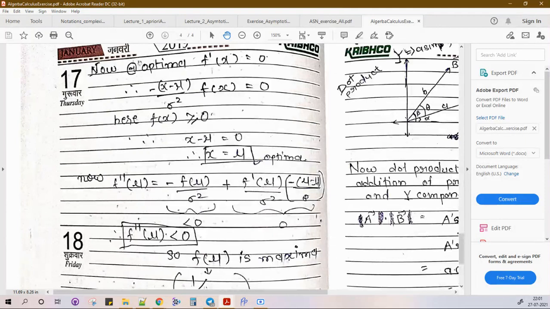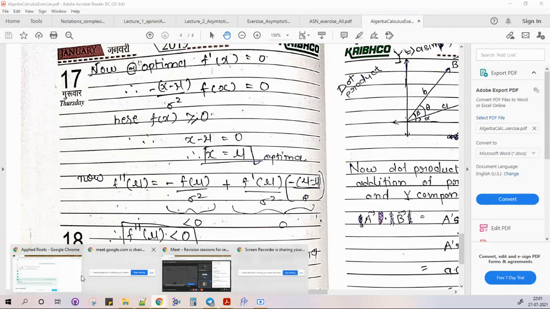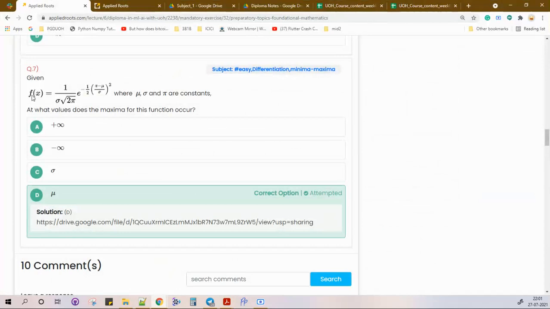And yes, there was a query asking to explain the simple approach again. So see, we were asked for this thing, right? This function we were given, f of x is this, and now we know this is the PDF of the Gaussian distribution, or the normal distribution.